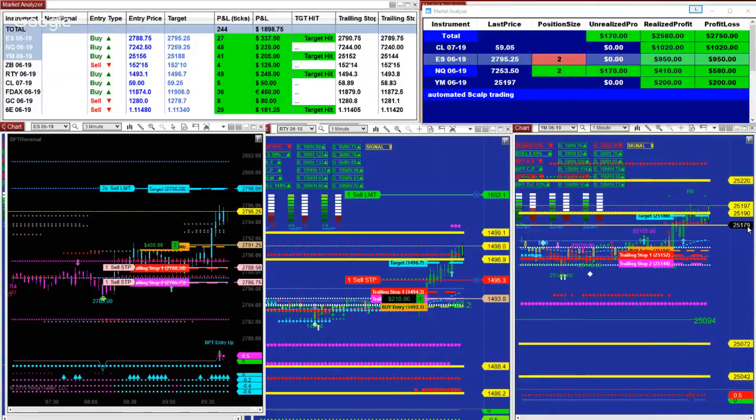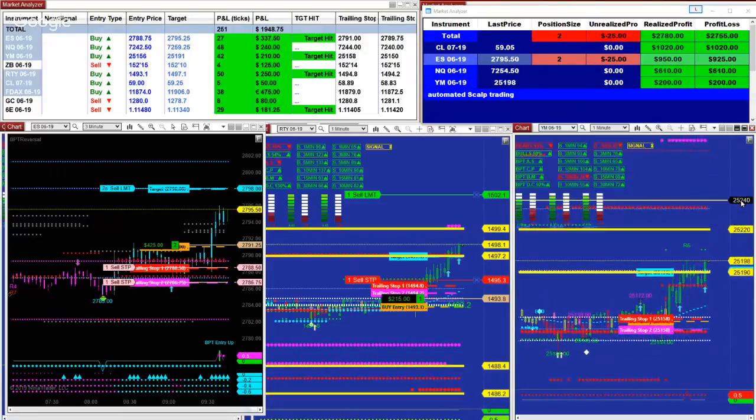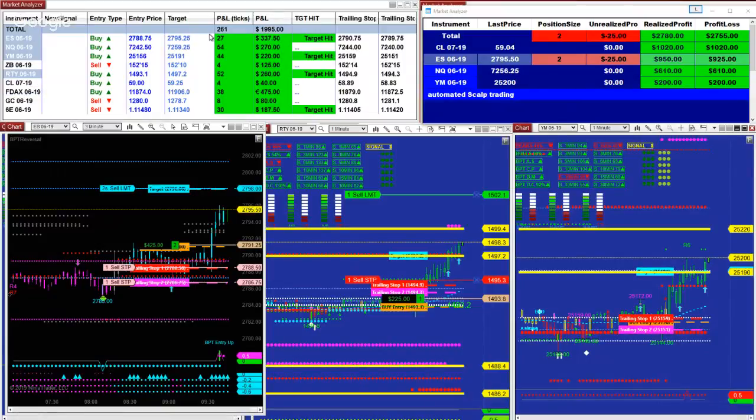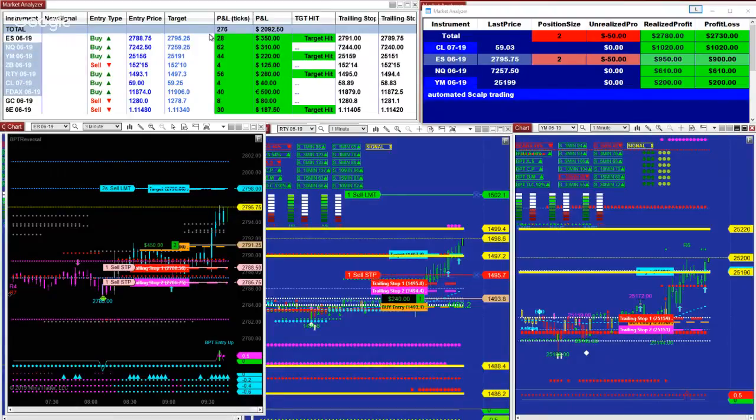So right now we are on the futures trading. We are in 254 ticks, and into the profit 263 ticks. So we are waiting for a new trade, a new short signal, because we are done with the long.